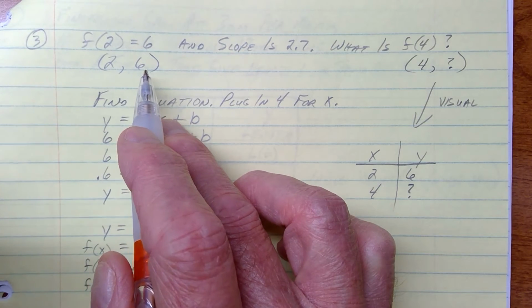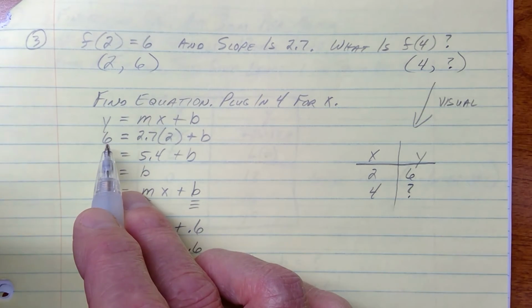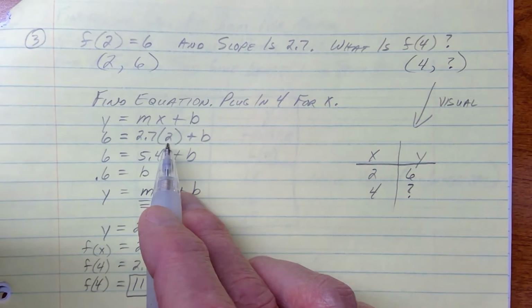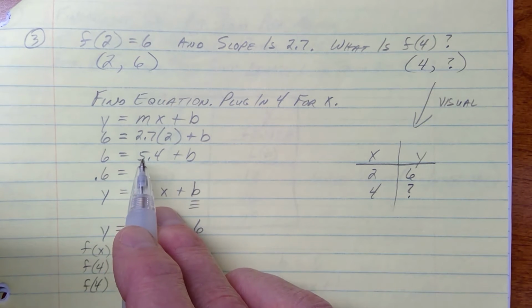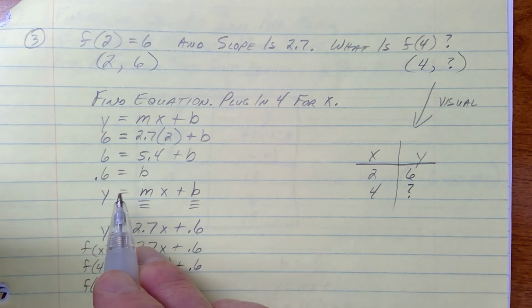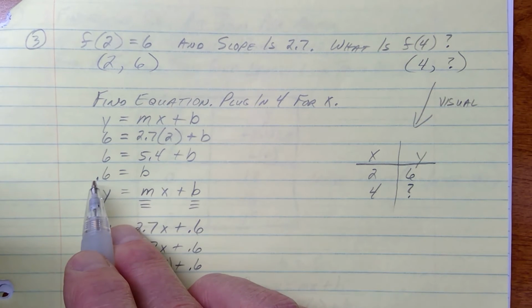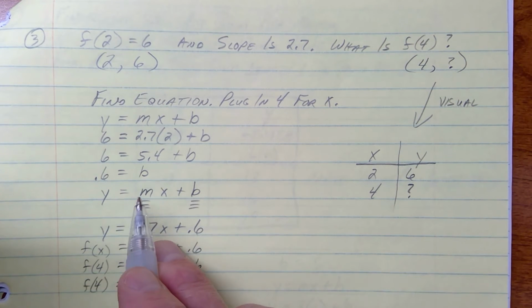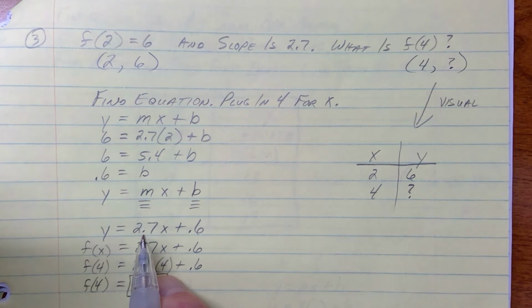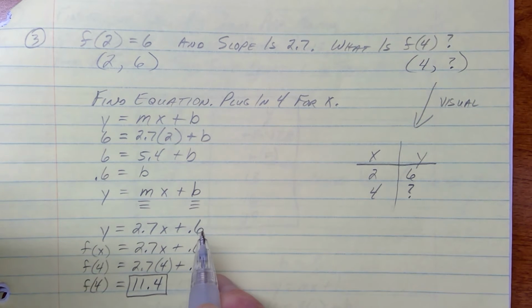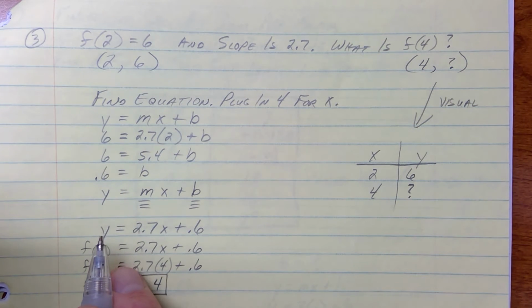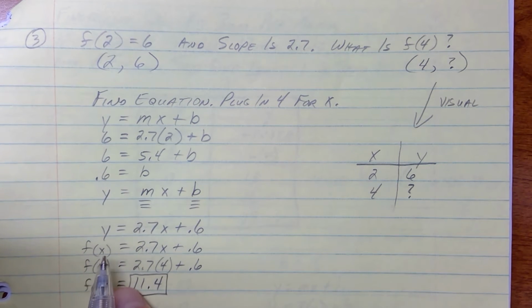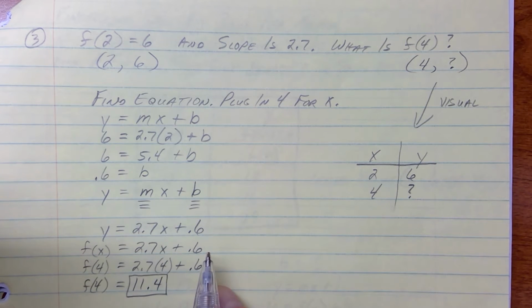Use 2 for x and 6 for y. So replace y with 6, replace x with 2. Multiply, that's 5.4. Let's get that away from the b. Let's subtract 5.4 from both sides. b turns out to be 0.6. So to write my equation, I replace the m with 2.7, and I replace the b with 0.6. Okay, what do I do now? Well, remember that I can say y, or I can say f(x). So f(x) = 2.7x + 0.6.